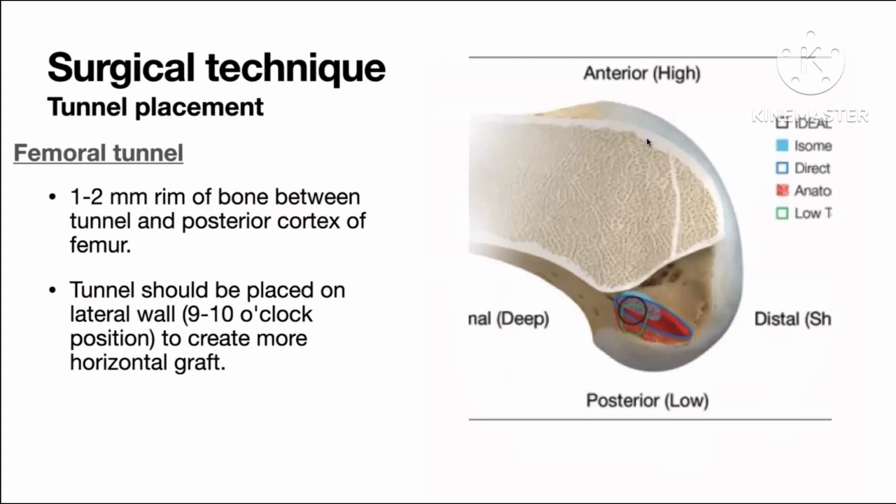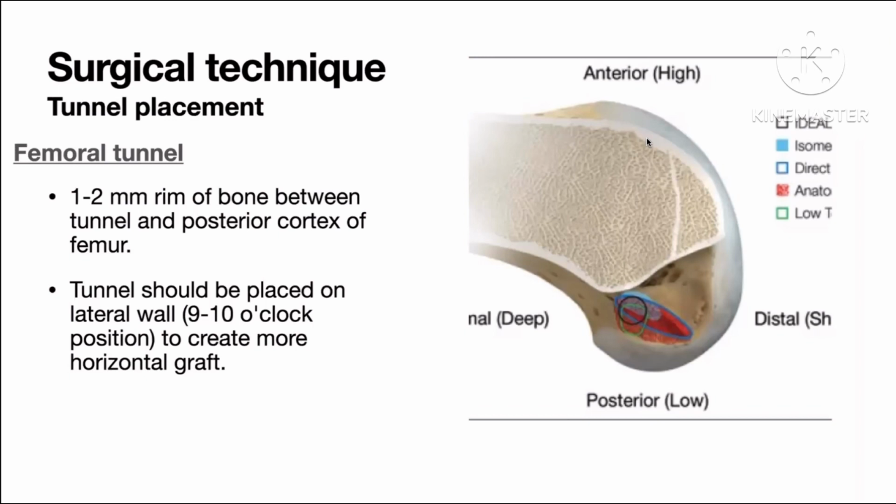So, tunnel placement. You remember the numbers. A 1 millimeter rim of the posterior cortex of the femur is the back wall. Di ba, naalala niyo, pag drilling, sinisilip natin sa anteromedial portal kung may natitirang back wall. So that's the 1 millimeter. The tunnel should be placed on the lateral wall at 9 to 10 o'clock. We do it at 10 o'clock to create a more horizontal graft, because if you do it at 11 or 12, the graft will be more vertical.